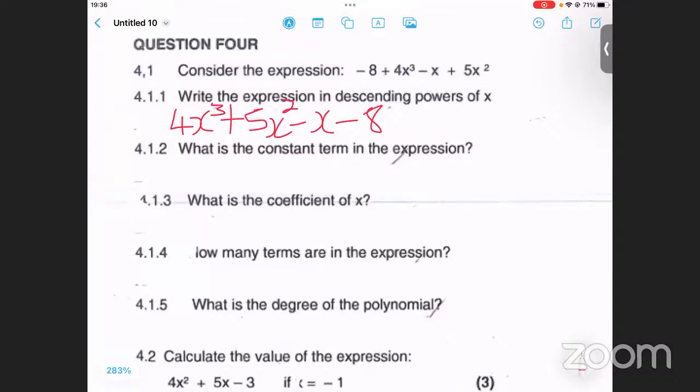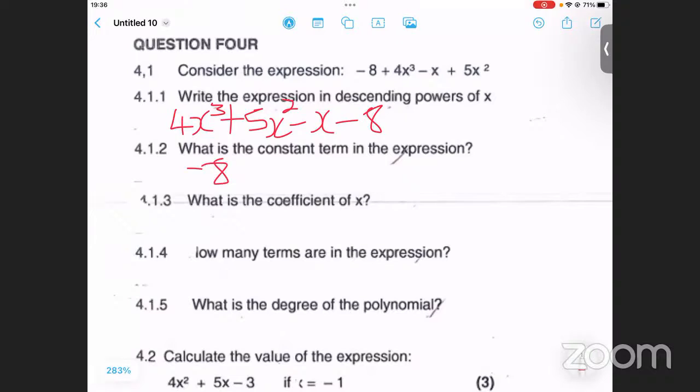Let's move to 4.1.2. They say, what is the constant term in the expression? Babalelo, what's going to be the answer? No, I saw Neo. Neo, what's going to be the answer here? What is the constant term in the expression? -8. -8. Perfect.